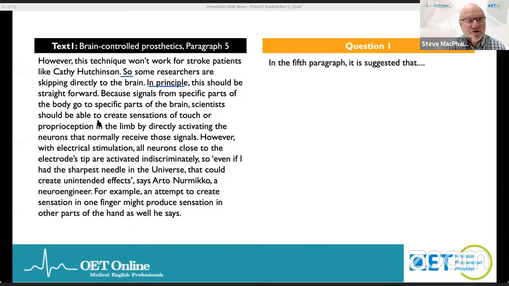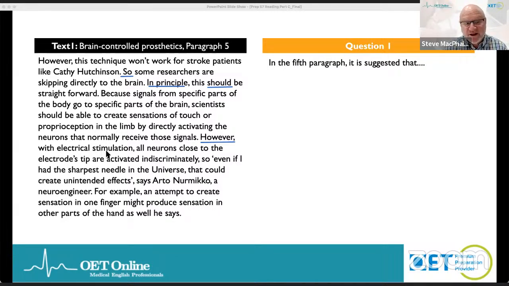Scientists should be able to create sensations of touch or proprioception in the limb directly by activating the neurons that normally receive those signals. Now, a very important word, however. So this is in principle, right? Watch out for these words, should. In principle, it should be straightforward. So my first question is, it should be straightforward. Is it straightforward? We will see.